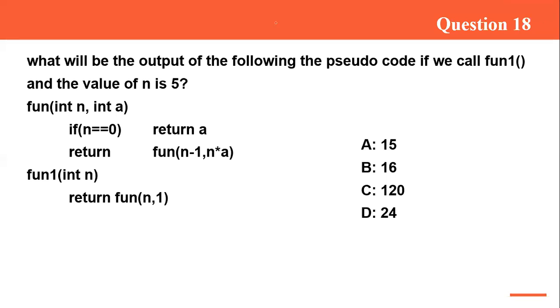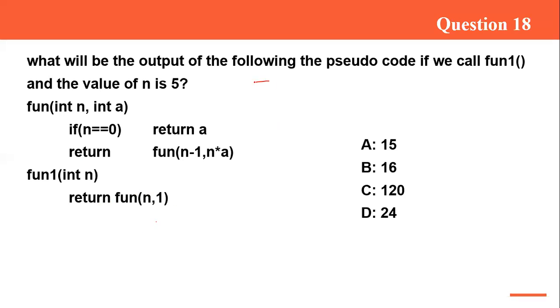Okay, I guess majority of you got the answer as 120. If you haven't got it, just look at the screen quickly. First, what will be the output of the following pseudocode? If we call fun1 and the value of n is 5, we are calling this function with 5 as the input. That means return fun of 5, 1.